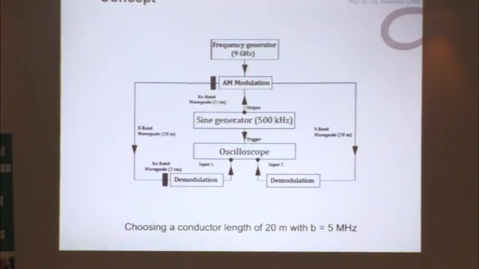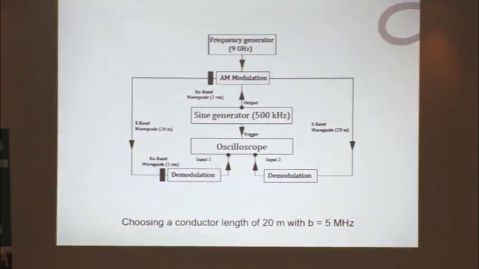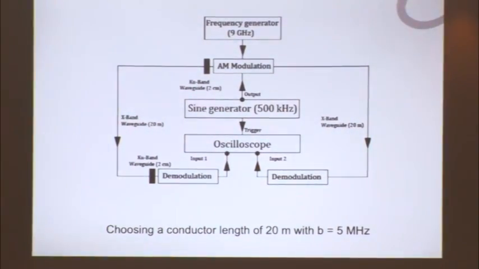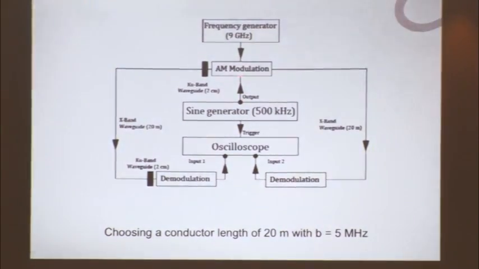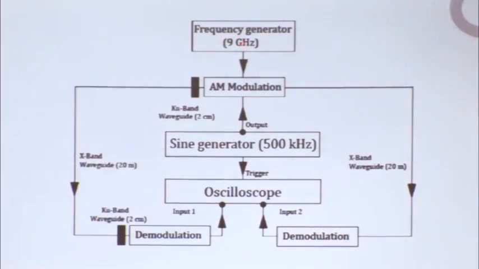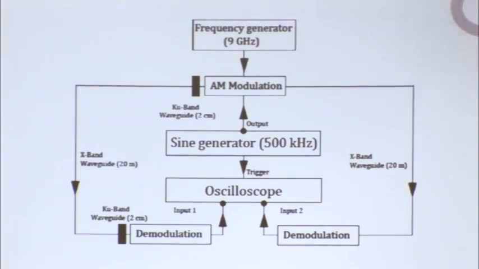And this is something I've done previously. So this is not this experiment. This is the forerunner of this experiment. I decided to use a conductor length of 20 meters. So I have my signal generator that generates a single sine, no, it's actually a continuous sine of 500 kilohertz. The output is AM modulated with a carrier frequency of 9 gigahertz, because this is the frequency the whole setup is made for. So it's in the microwave domain.